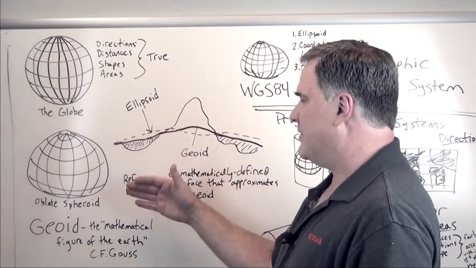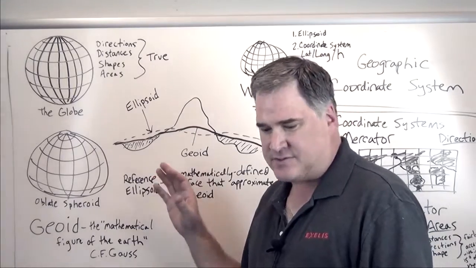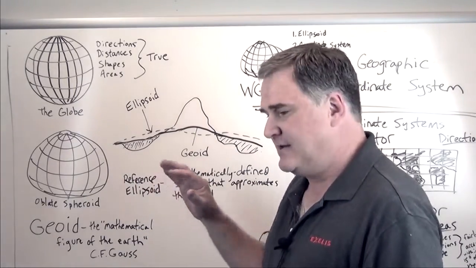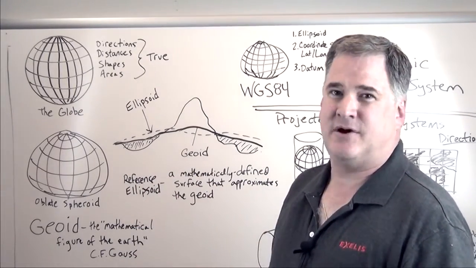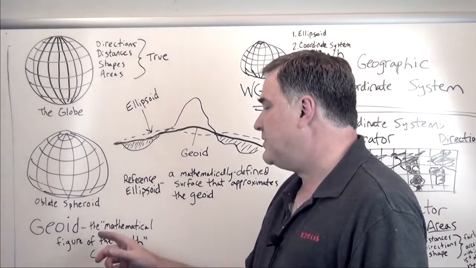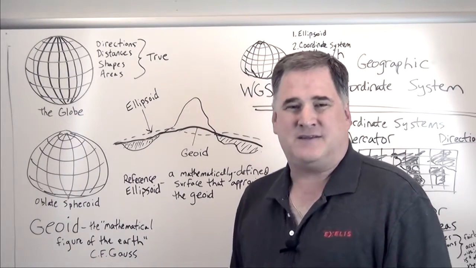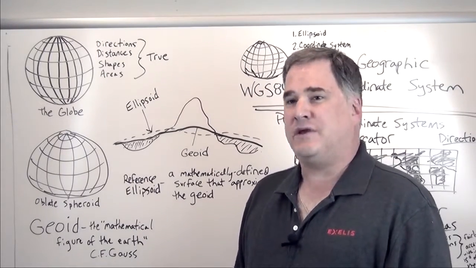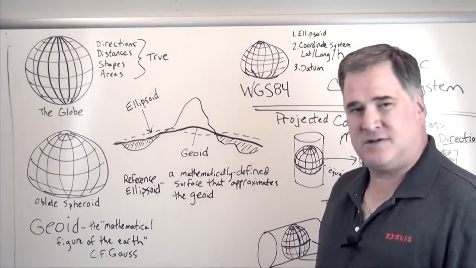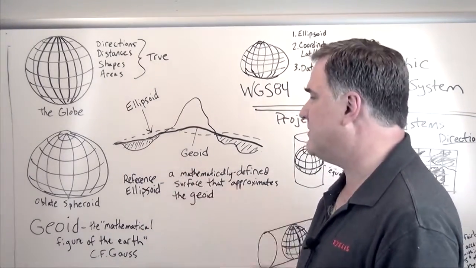Things like a globe or an oblate spheroid are smooth, but we also know that the surface of the Earth isn't anything but smooth. It's got valleys, ridges, oceans, mountains. So there's this term, something called the geoid, which was first identified by C.F. Gauss, and he called it the mathematical figure of the Earth.